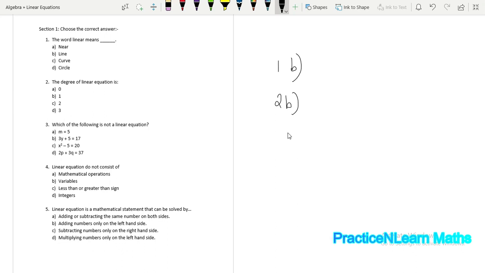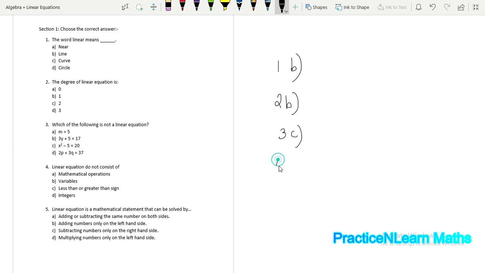Question 3. Which of the following is not a linear equation? Correct answer is 3C. X square minus 5 is equal to 20 is a quadratic equation and not a linear equation since the power of the variable x is 2. You find that all the other variables m, y, p and q have the power of 1.